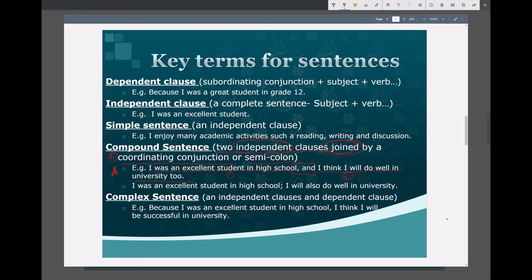Okay, and B is the semicolon. So let's take a look at that. I was an excellent student in high school. Same clause. It's clause 1. Here we use the semicolon instead of a comma and then we have clause 2. I will also do well in university. It's slightly different, but the meaning is the same.